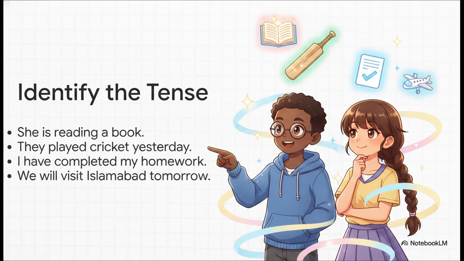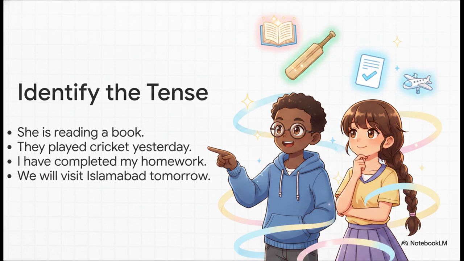Ready? Number 1. She is reading a book. Think about that is and ing. Yep, that's present continuous. Number 2. They played cricket yesterday. Notice that simple second form verb? That's the simple past. Number 3.